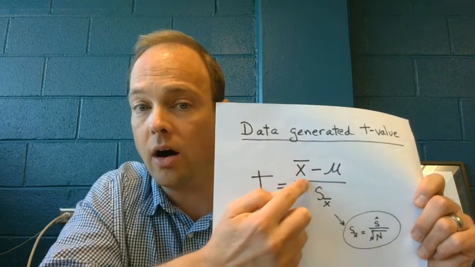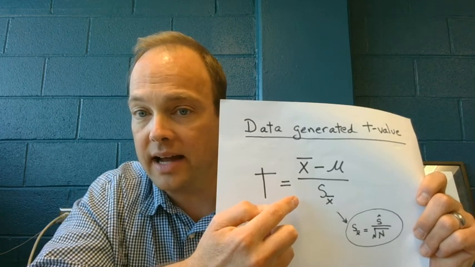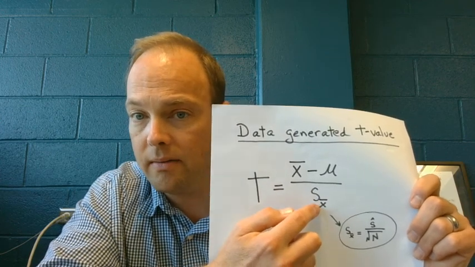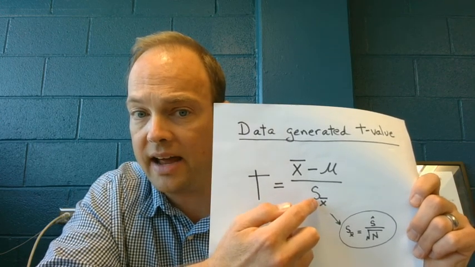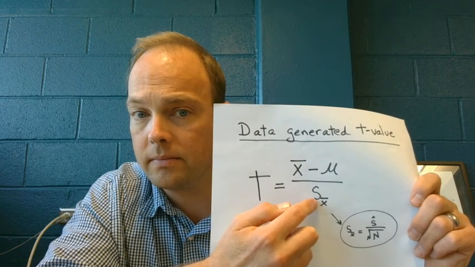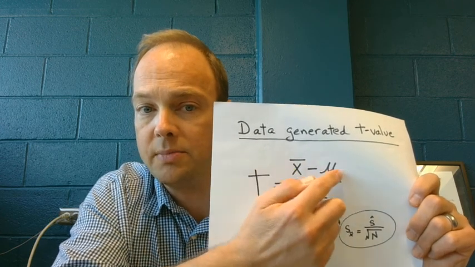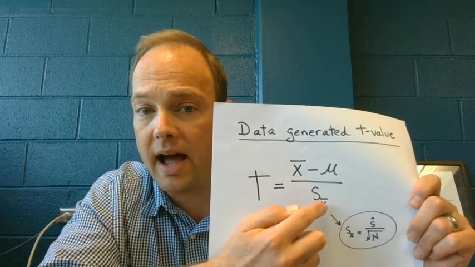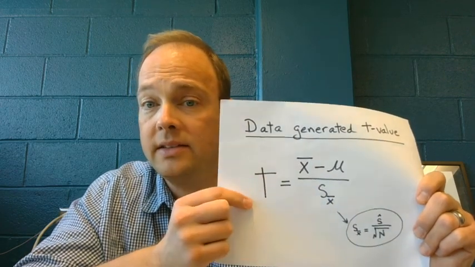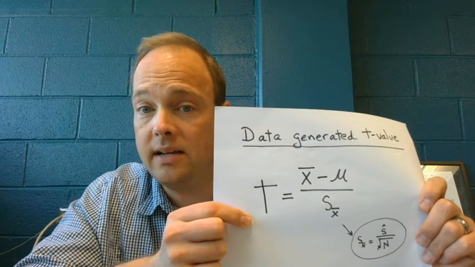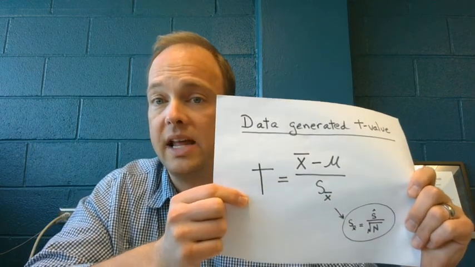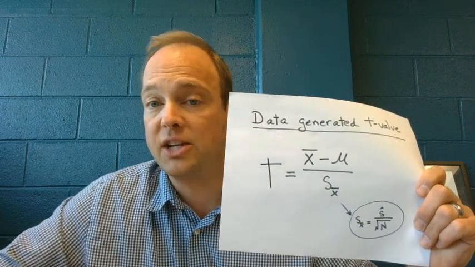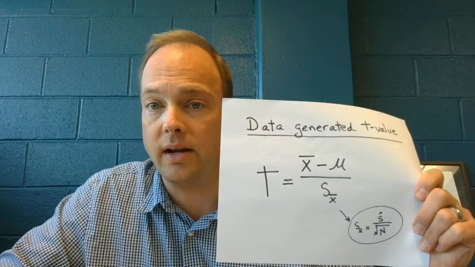And then you are standardizing that difference by the standard error. You're finding the difference between two things, and then you are standardizing that difference by the standard error. Hence, data-generated t represents units of standard error, the actual amount of standard error that separates two things.